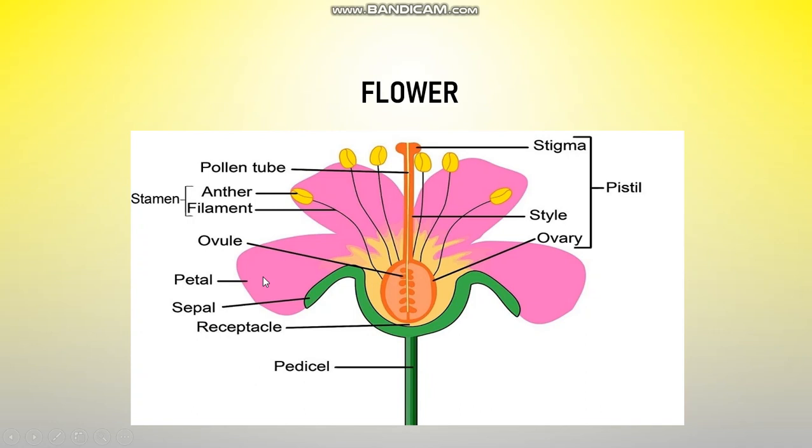Inner to that is present corolla and its individual member is known as petal. The third floral whorl is androecium and the individual member of androecium is known as stamen. And the innermost floral whorl is known as gynoecium, and individual member of gynoecium is known as pistil.